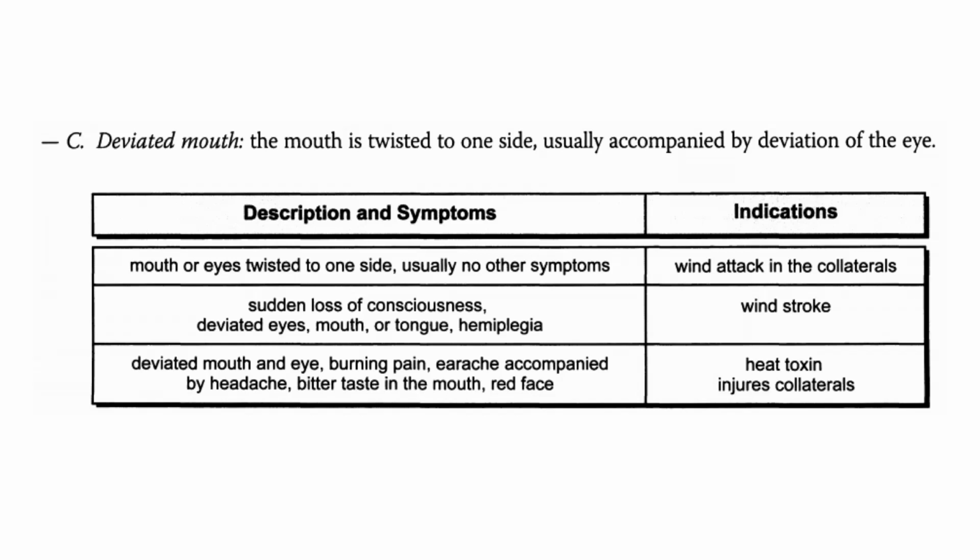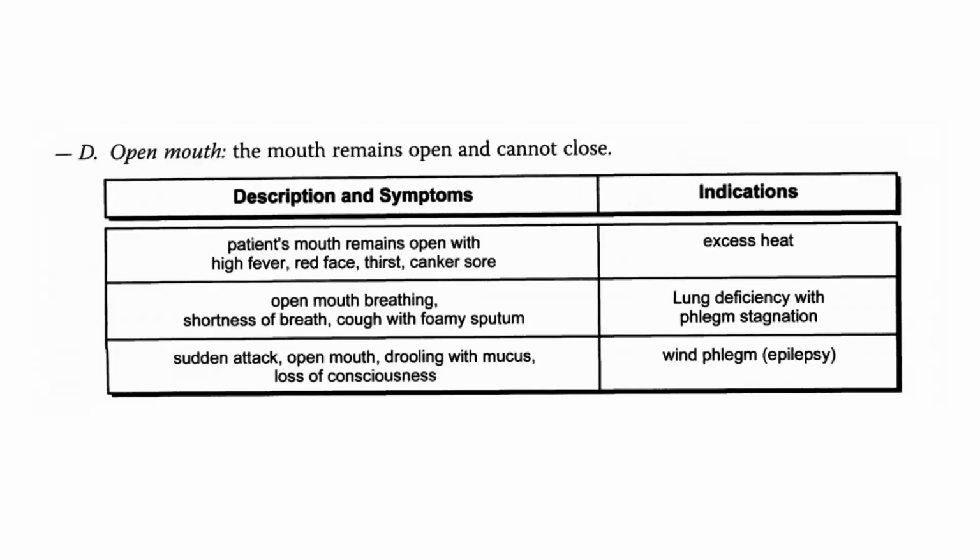If there is deviated mouth and eye, a burning pain, an earache accompanied by headache, bitter taste in the mouth, and red face, this is an indication of heat toxin injuring the collaterals. Next, we have open mouth. So this means the mouth remains open and cannot close.